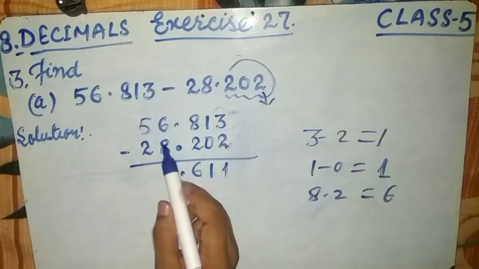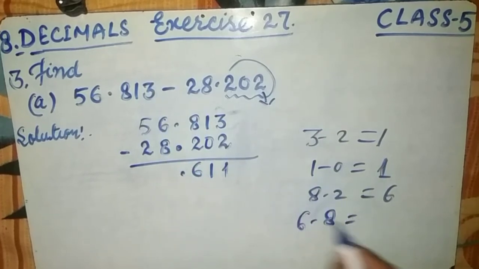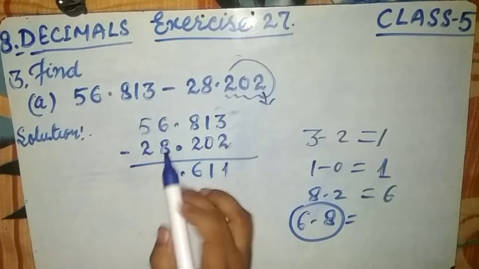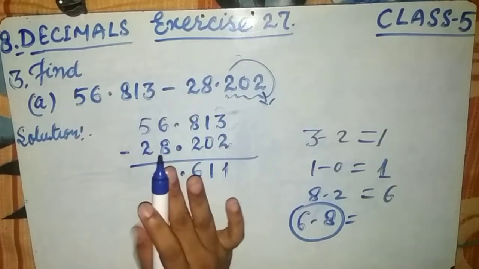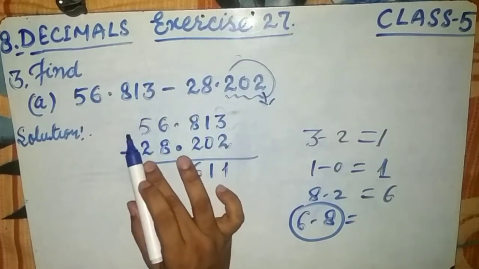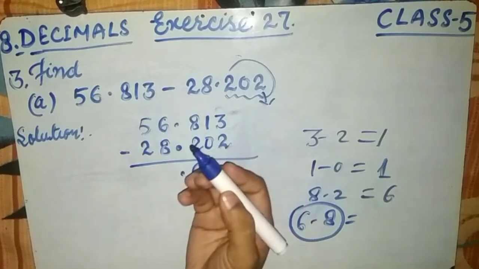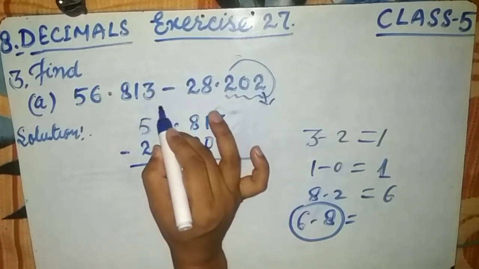Now 6 minus 8. 6 minus 8, friends, is not possible, because 6 is smaller than 8. So it's difficult to subtract. Now 6 will take a borrow from 5. Remember, 6 will take a borrow from 5. If 6 takes 1 as a borrow from 5, it becomes 16.